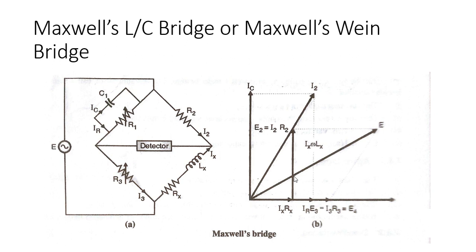If you consider this as a baseline, then this will be E, this will be your I2, and this will be your IC. Okay, so due to this dominance of capacitance over here, this IC is leading by 90 degrees to this baseline. Now let us see how the calculation is done.